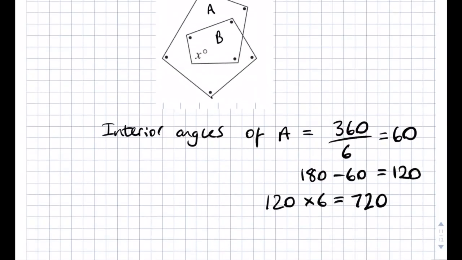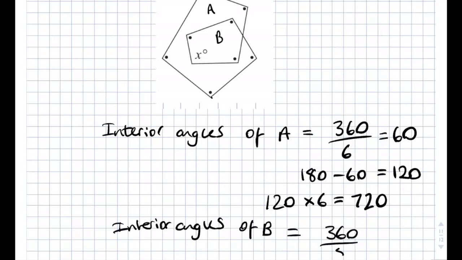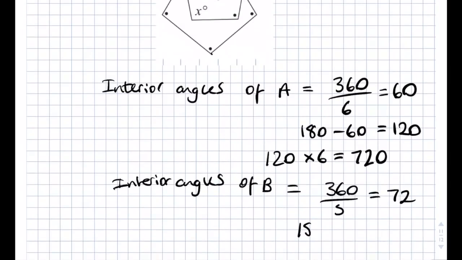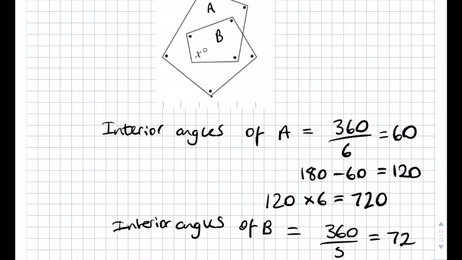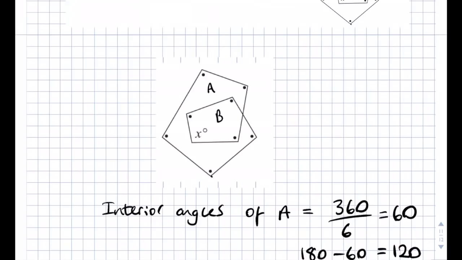I'm just going to do the same for B. Also 360 divided by 5, which is 72. 180 take away 72, which is 108. You can do 108 times 5, which is 540. And what we have to consider here is we know that all these black dots are equal to X.